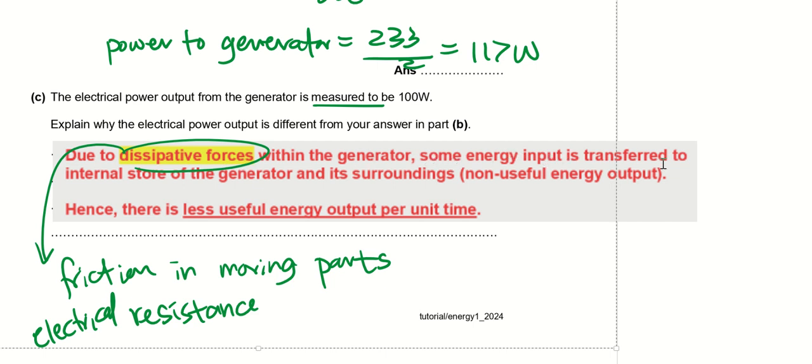So some of this energy input is transferred to the internal store of the generator. You'll find that the generator will actually become warmer, okay? And of course, some of this energy will also be transferred to the surroundings, okay? So these are actually the non-useful energy output, right? We have no choice because of all these dissipative forces, the generator will become hot, and when it's hot, some of this energy will be transferred to the surroundings as well. Therefore, there's less useful energy output per unit time, which is actually lesser power. Okay?